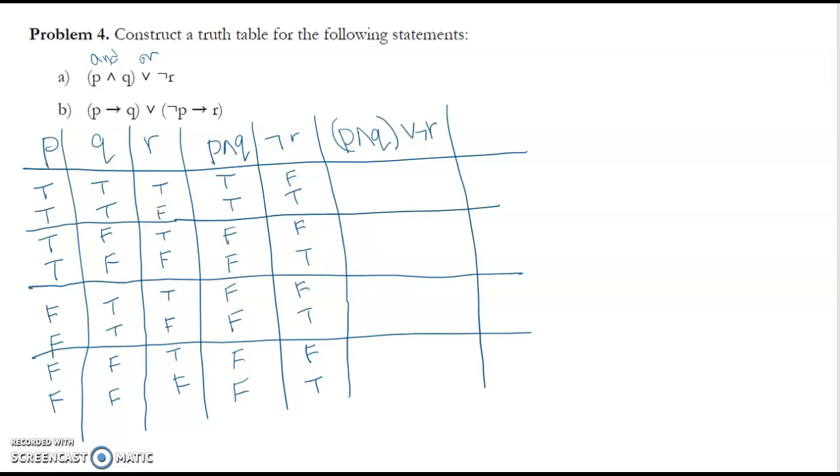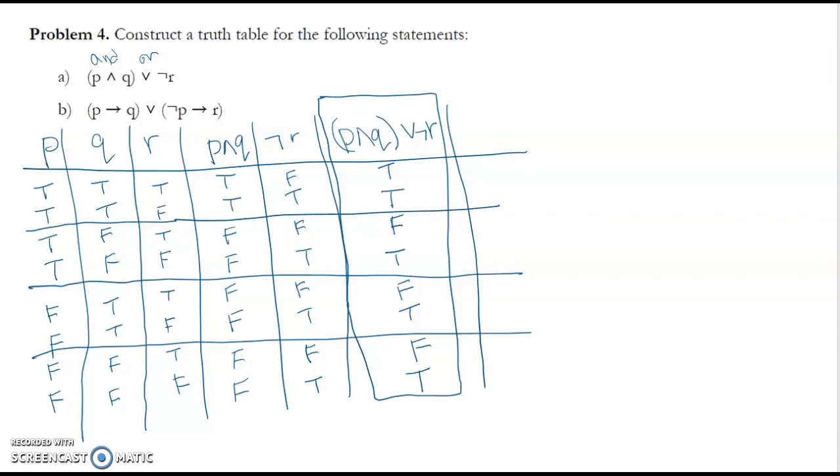And if you remember, if it's OR, if one of them is satisfied, then it's going to be true. So since true and F here, that's true. Both are true, so this is good. Both are false. This is the case that it's going to be false. And this is true, false, true, false, true. And that's it. This is going to be your answer for A.